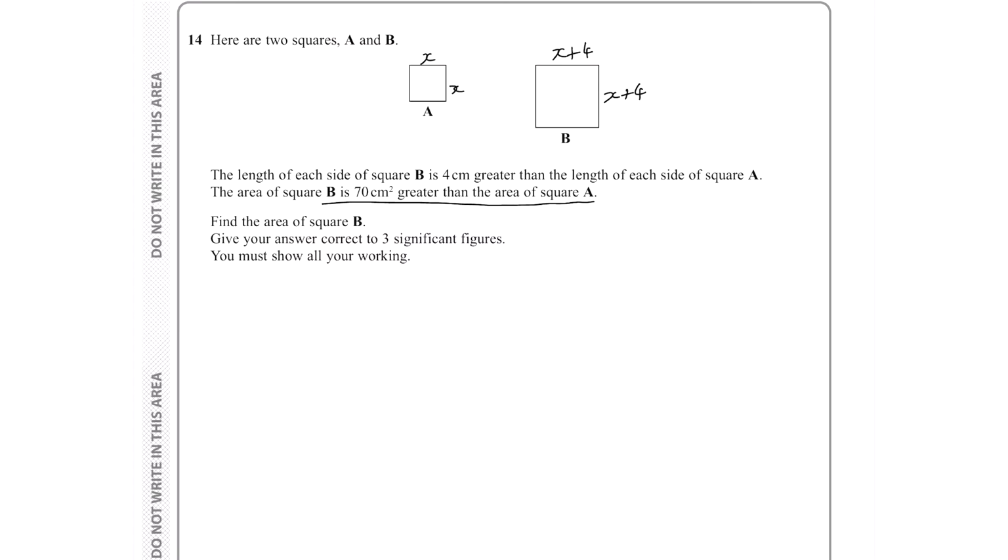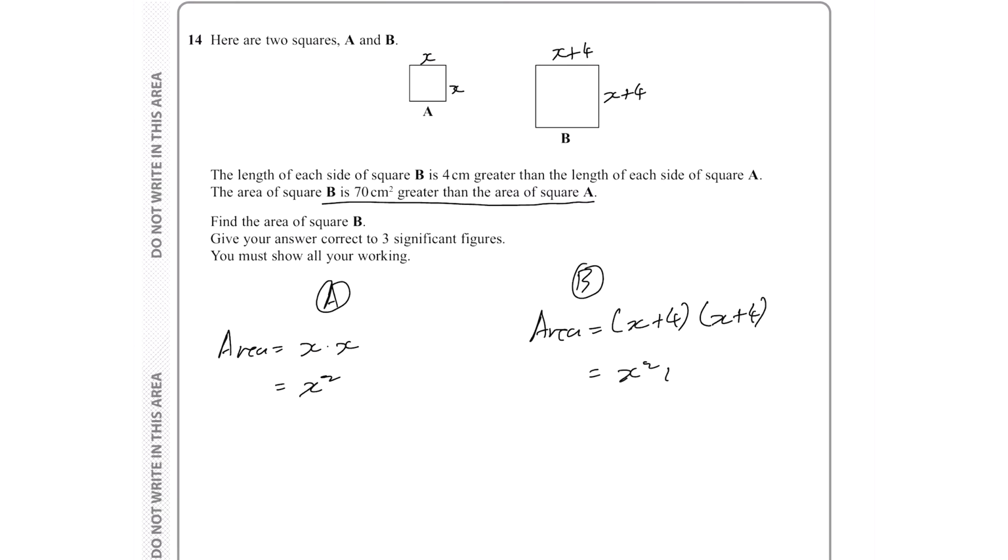So in terms of splitting this, if you look at it as A and B, we know the area of A is going to be x times x, which is x squared, and we know the area of B is going to be x plus 4 times x plus 4, and that can be written as x squared plus 8x plus 16. And now we know that the area of B is equal to the area of A plus 70.